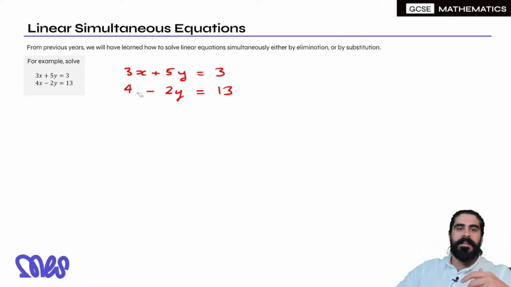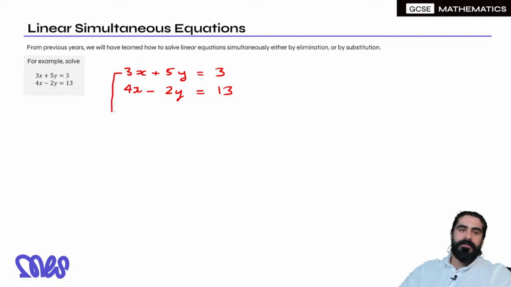You scale it so that either the x's are the same or the y's are the same. And then you can either subtract or add to cancel them out. I'm just going to do it with the x's. I think it's easier if we do it with the x's. So we have a 3x and we have a 4x. So we look for the lowest common multiple, and then we can equate the x's. So the lowest common multiple of 3 and 4 is 12, right?